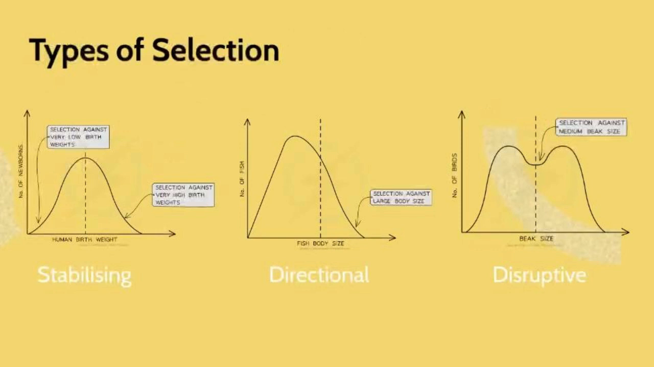So the next type of selection is directional selection. And directional selection is a natural selection that produces a gradual change in allele frequencies over several generations. So this usually happens when there is a change in the environment, or a new allele has appeared in the population that is advantageous. So for example, a recent finding has shown that climate change is having an effect on fish size in certain habitats. So the increase in temperature is selecting for a smaller body size and against a larger body size.